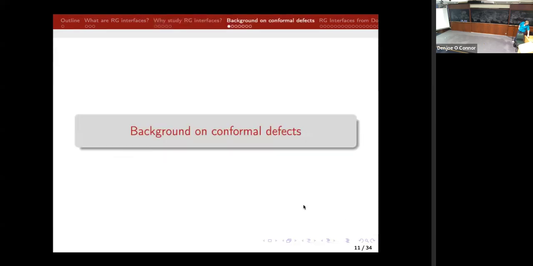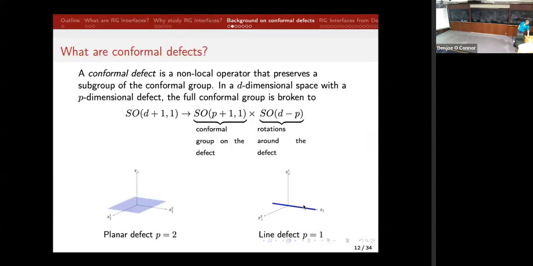Yeah, so now that I've talked about my interest in RG interfaces and what I'm interested in about RG flows, I want to talk a little bit about conformal defects and some of the technology that we have available. But first of all, I haven't defined a conformal defect yet. So it's a non-local operator that preserves a subgroup of the conformal group.